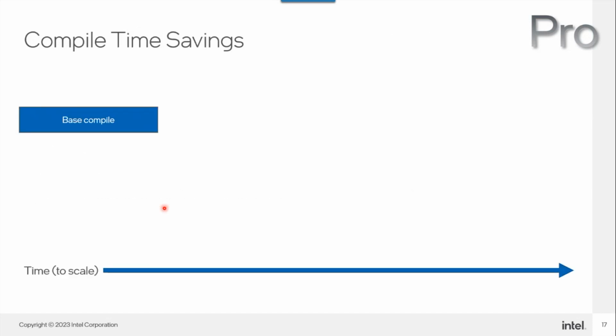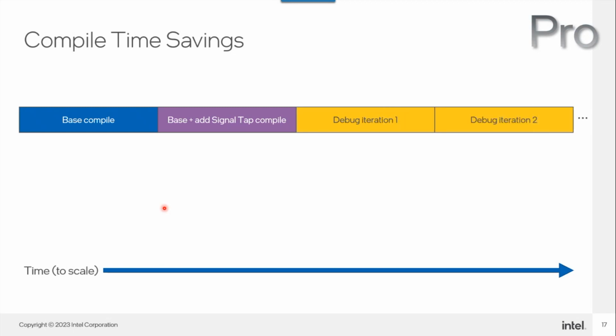Yeah. So just to illustrate what this rapid recompile feature in Pro does, normally without this feature, you'd have to do a base compile of your overall design, which could take a period of time. And then you discover there's something wrong with the design and you add Signal Tap, and then you have to recompile the whole thing all over again. And then anytime you make a change, you'd have to recompile. So this can take a lot of time.